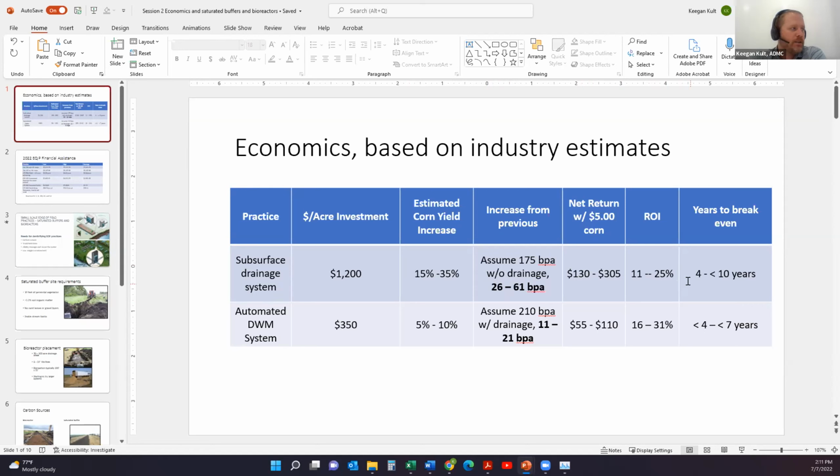Upgrading that existing subsurface drainage system to include automated drainage water management, about $350 per acre was the number that was decided upon, I guess, after really talking to the people that are putting most of these automated drainage water management systems in. Looking for that yield increase. Once again, that number is pretty variable. 5 to 10% is what we included here. That might be a little optimistic.